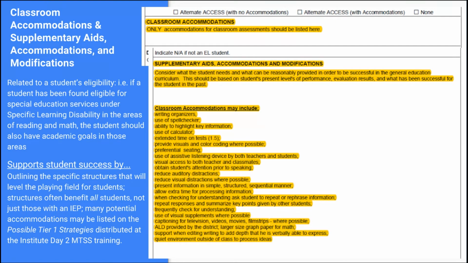The information in these areas supports student success by outlining the specific structures that will level the playing field for students. These structures often benefit all students, not just those with an IEP, and many potential accommodations may be listed on the possible Tier 1 strategies. Should you have any questions about how to implement an accommodation, please reach out to the student's case manager directly for assistance.